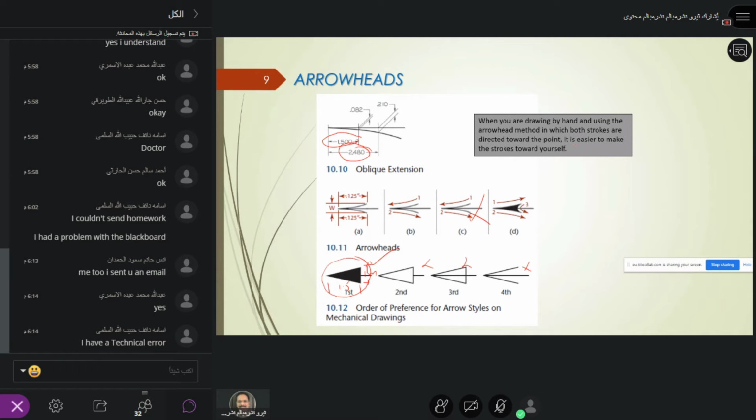So when you're drawing by hand using the arrowhead method in which both strokes are directed towards the point, it is easier to make the strokes towards yourself. What it is mentioning is just this, and then fill it up. You fill this by using your pencil. Don't leave it as it is. So this is the right one. You have to fill this up.